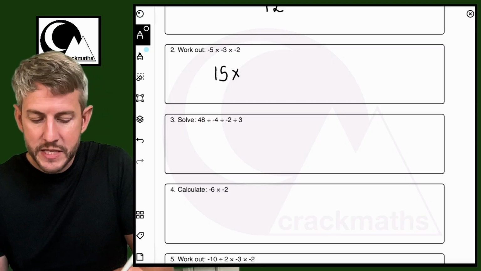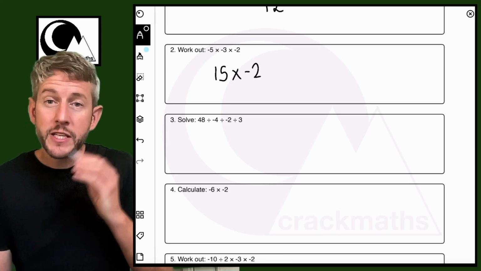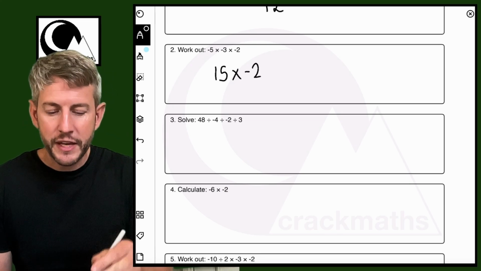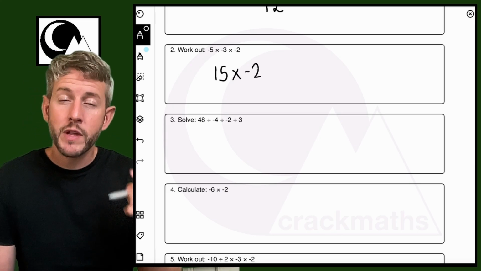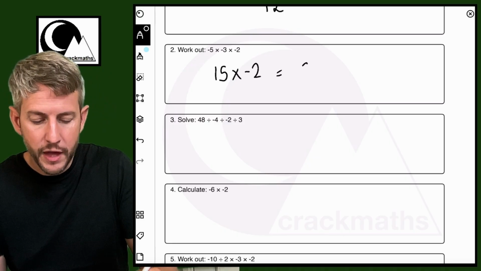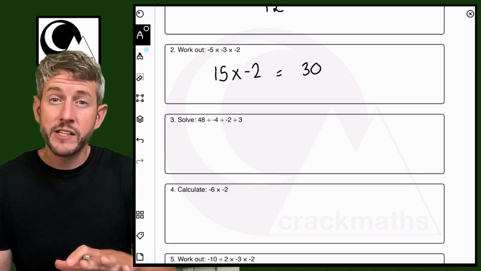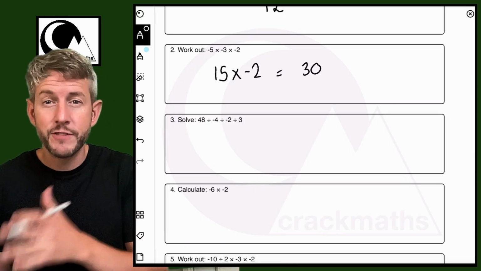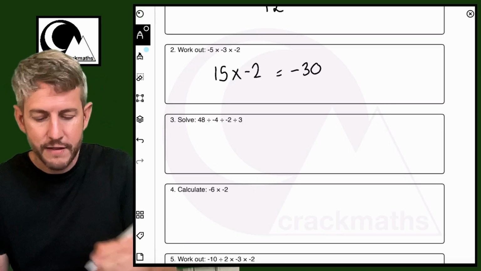Then we've got to times this by negative 2, but it's best now just to forget what we've done and think about 15 times negative 2. So here, if I did 15 times 2, that would give 30, but this isn't 15 times 2, it's 15 times negative 2, so this is going to be negative 30.